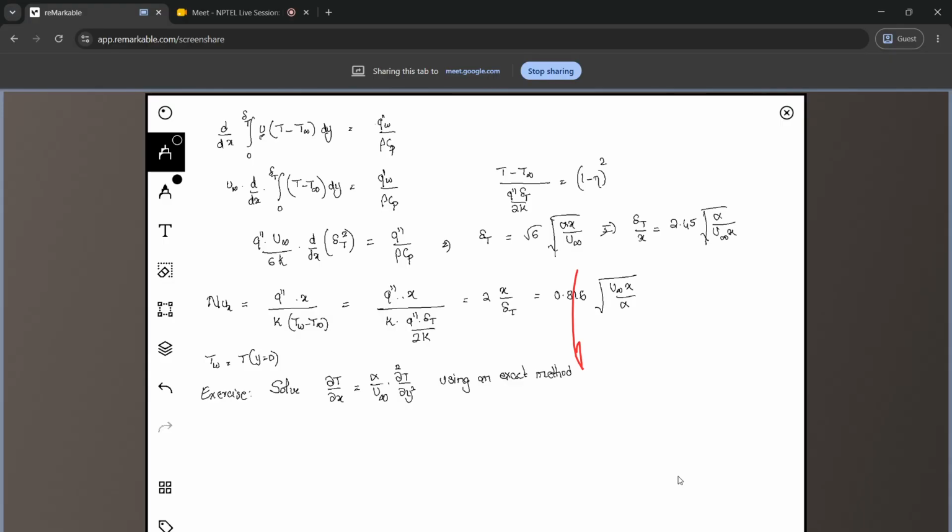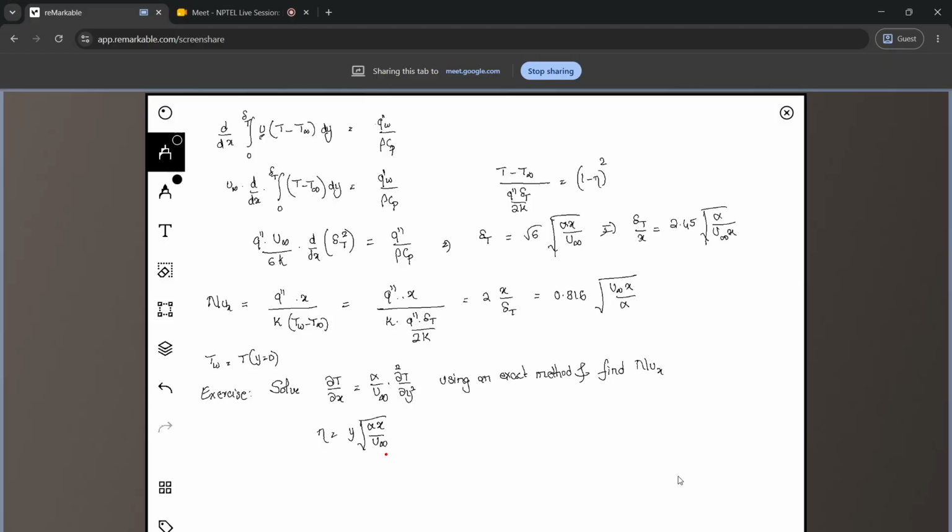And then find the local Nusselt number, compare with the integral solution. Just like what we did for the momentum integral, we started deriving the Nusselt number and then we compared with the Blasius solution. Similarly, for this simple problem, you have to introduce a parameter eta, which will be y times square root of alpha x by u infinity.